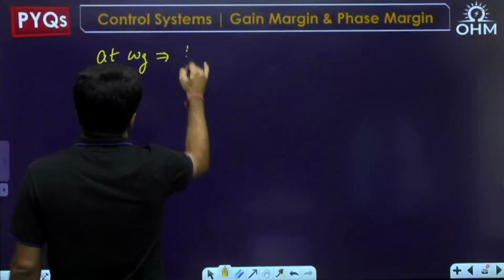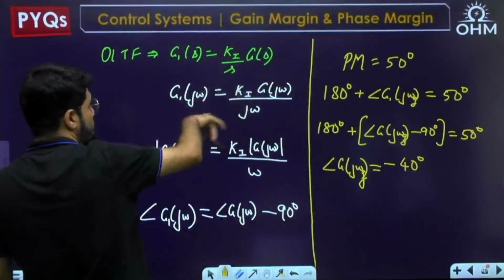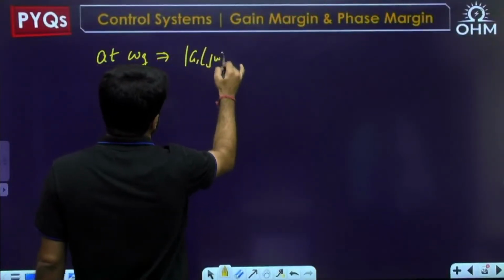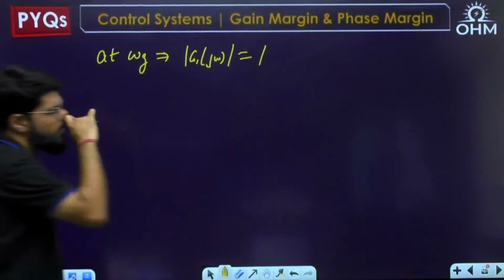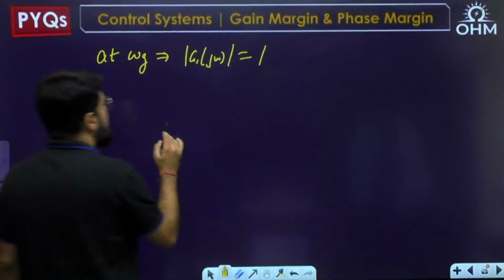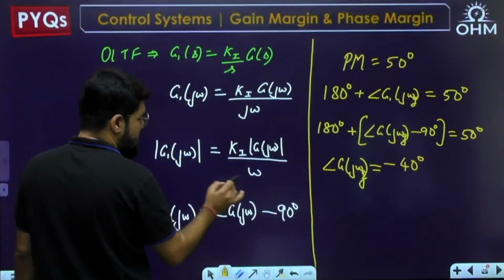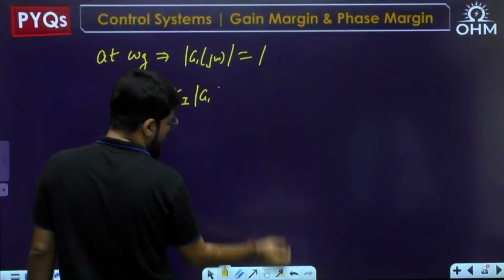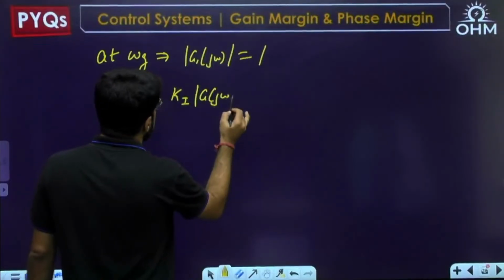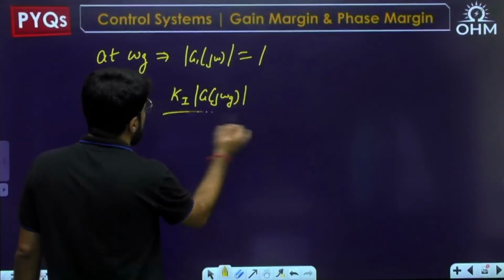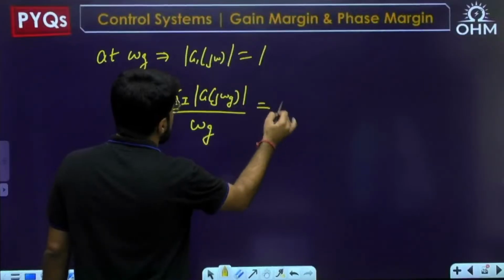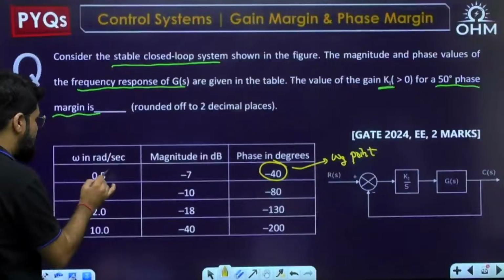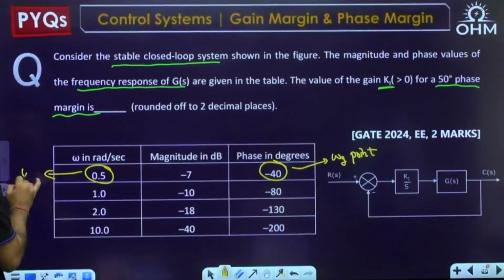At omega G, whose magnitude? The complete open loop transfer function. The magnitude mod of G1(jω) should be 1. Now what is mod G1(jω)? Put down this expression. It is Ki into mod of G(jω) divided by omega G. This should be equal to 1. Now what is that omega G? This is the omega G point, and hence this is omega G.